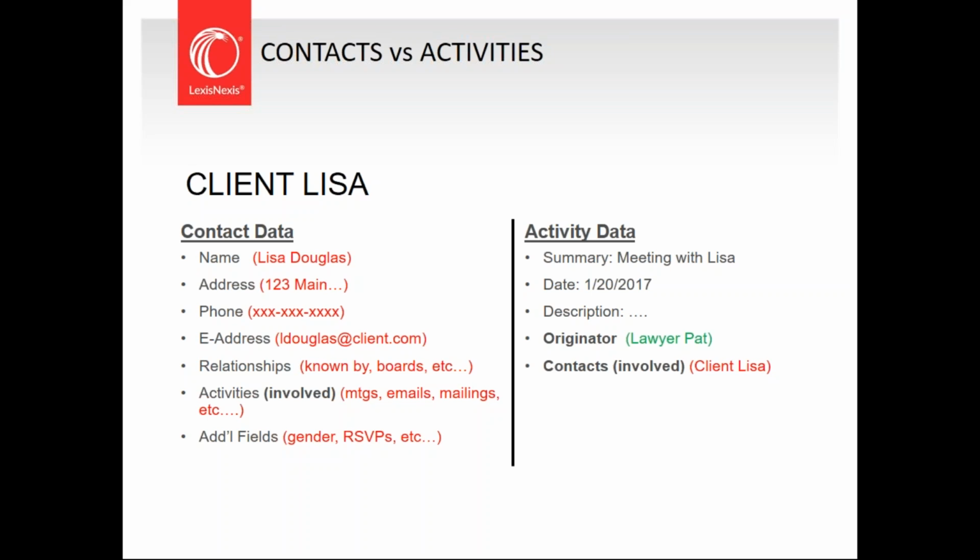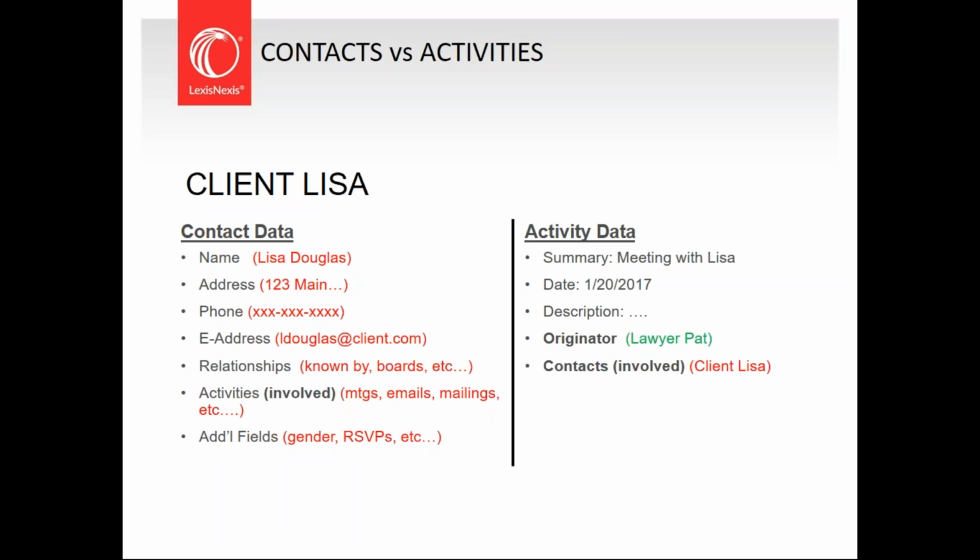If one of our lawyers had a BD meeting with Lisa, he'd enter it. And on the activity side of things, our lawyer is in a field called originator. And Lisa, our client, is in the field called contacts involved. Here's the deal. When you add an activity to the system, the activity itself is not always on every contact, right? In this case, it's only on Lisa. Lisa is a contact involved. So over on the left, when I look up Lisa in the system and look in her activity section, I will see this activity. Now, you might look at this and go, well, Pat was involved too. He's just not in the involved section. He's the originator of the activity.